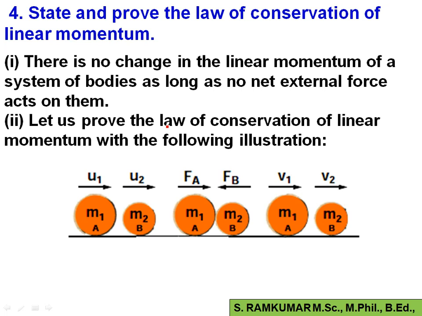m1 is the mass of object A, m2 is the mass of object B, u1 is the velocity of object A and u2 is the velocity of object B. F of A and F of B are the forces that act on the two objects. The final velocities are v1 and v2.